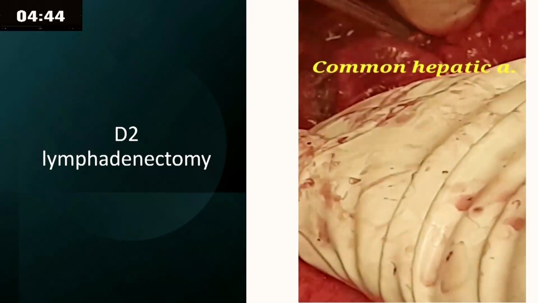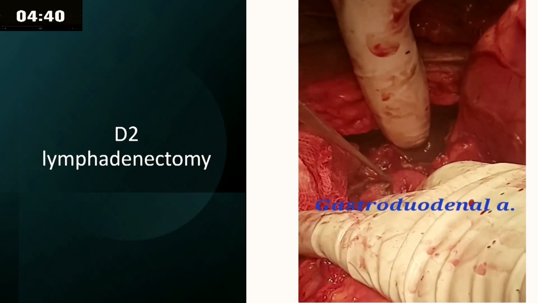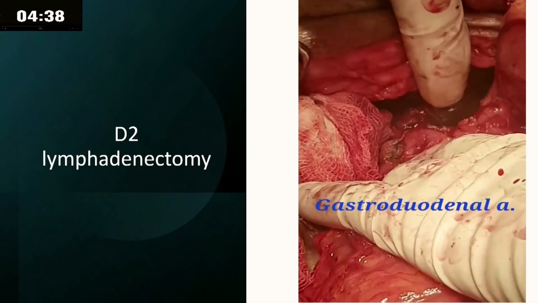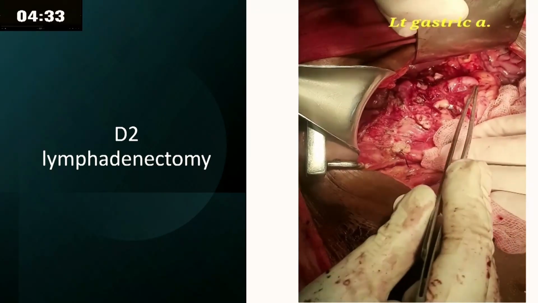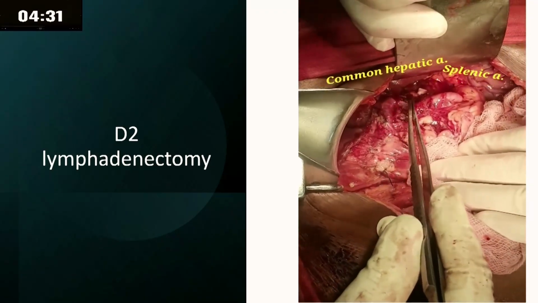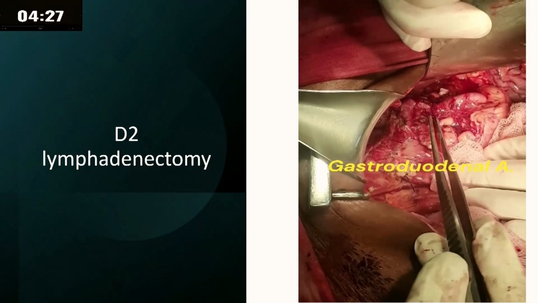You see all the blood vessels are there. This is the common hepatic artery. After removal of the lymph node, this is the gastroduodenal artery. So after removal of all the lymph nodes, this is the left gastric, then the splenic artery, common hepatic, and then the gastroduodenal artery.